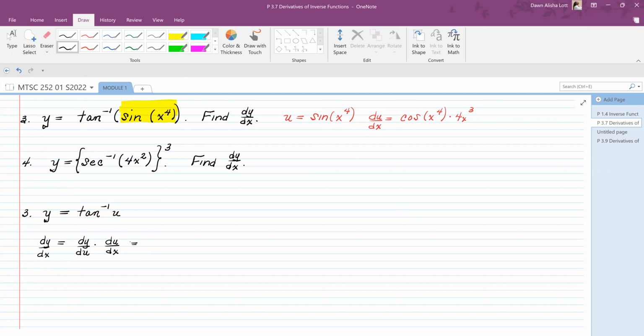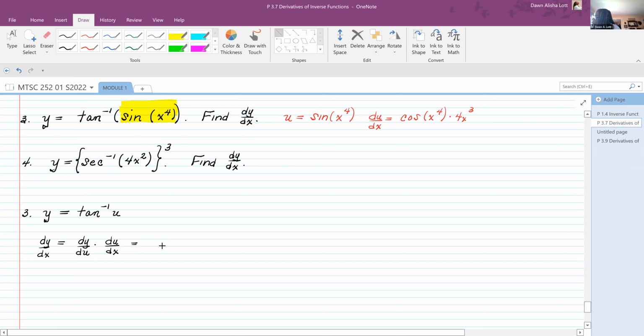That would be 1 over 1 plus x squared. Okay, it's going to be a u though. Oh, 1 over 1 plus u squared. Good. And now you got to multiply by du dx, which means you got to pick that thing up, which is 4x cubed times the cosine of x to the fourth, right? Yeah. Okay, so now how do I finish the problem?